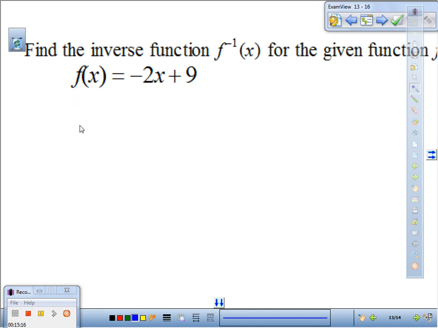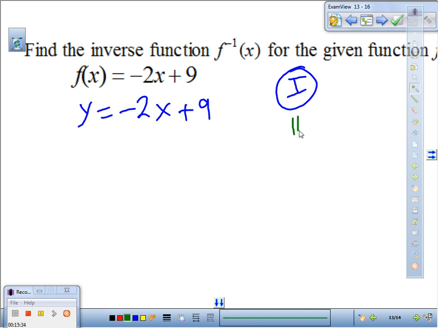So, when changing to the inverse of a function notation, what is step one, everyone? Change it to y form. So I write y equals negative 2x plus 9. That's step one. Step two, I'm going to switch to green. What do I do for step two? Solve for x. Minus 9. We're left with y minus 9 equals negative 2x.